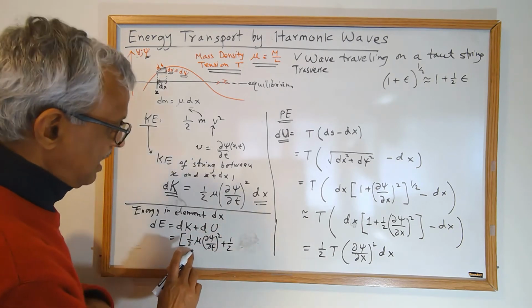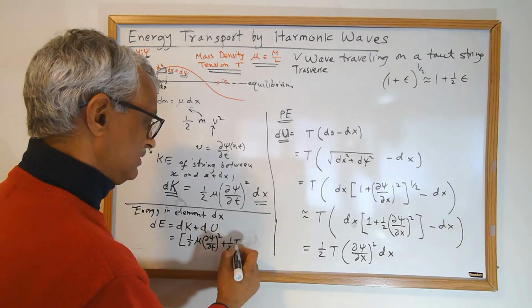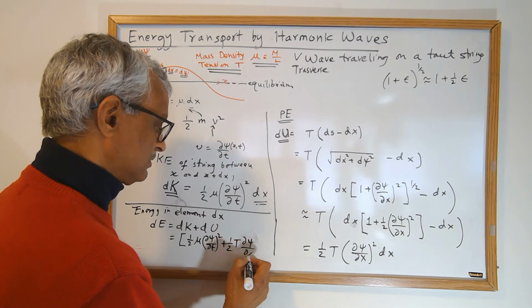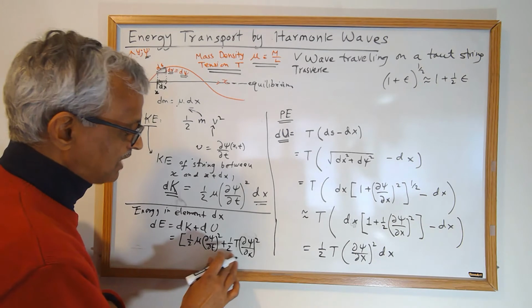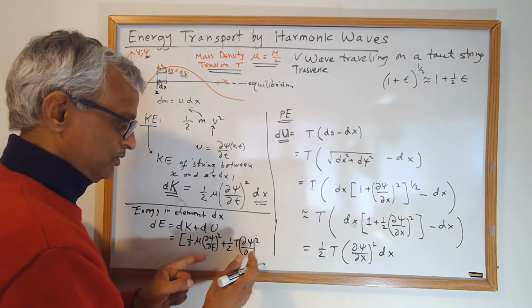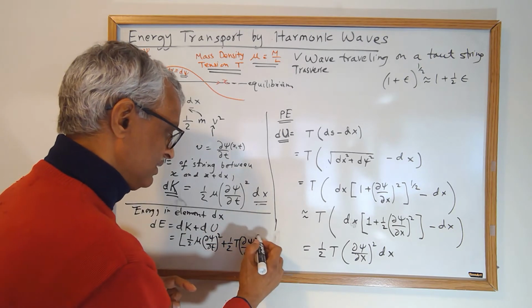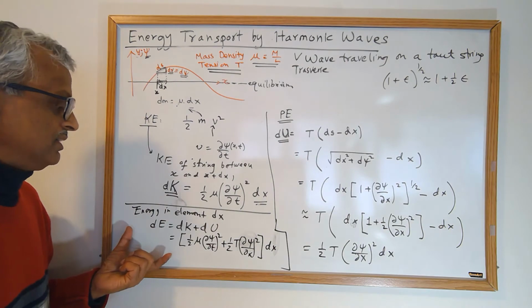You can see half mv square, almost like that, right? T d psi dx square. So this looks like half mv square plus half kx square. Kind of looks like that, but they're analogous to it, not exactly the same thing, times dx. So this is the energy in there.